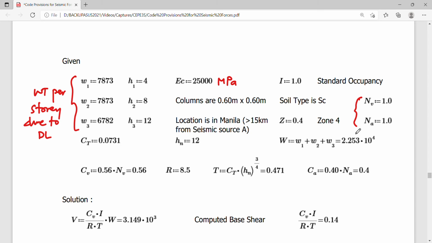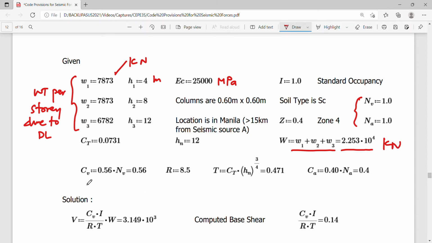Okay, so the total weight is simply the sum of all this here. So I just added the W1, W2, and W3. I get my total weight. I think I'm using here units in kilonewton. So these are in meters. Okay, so this is in kilonewton.